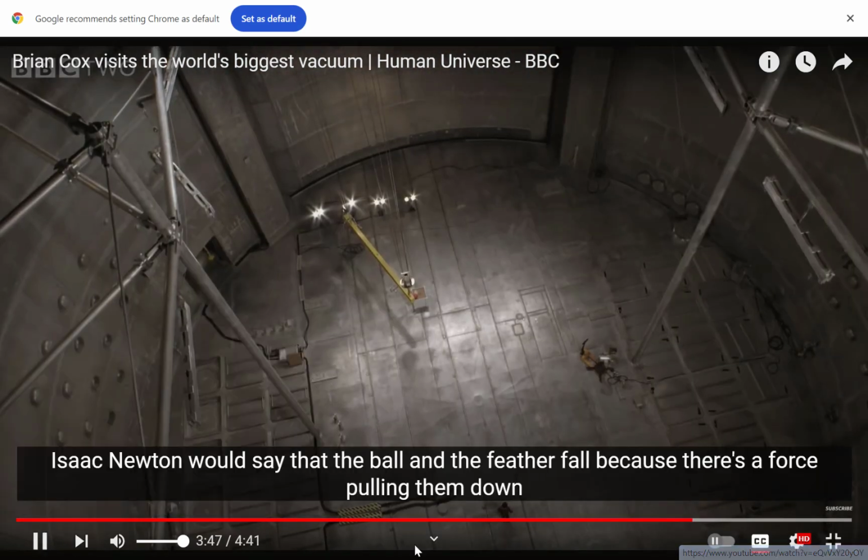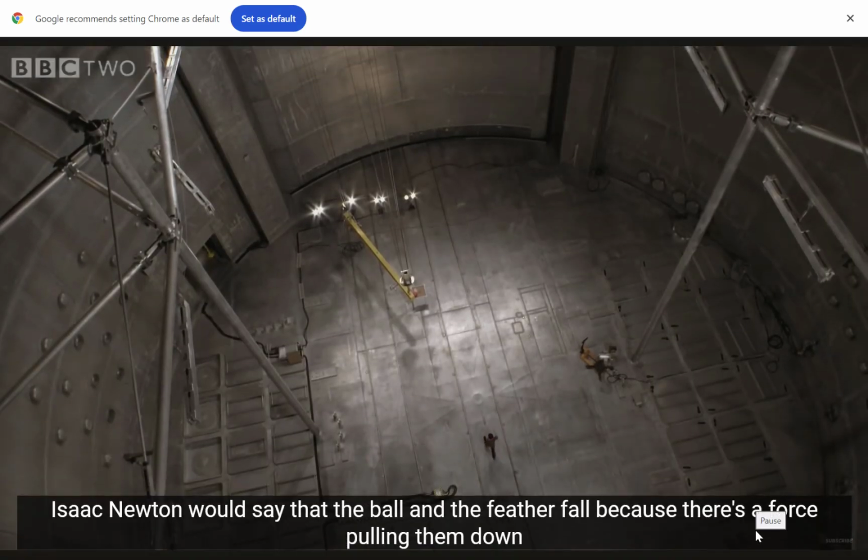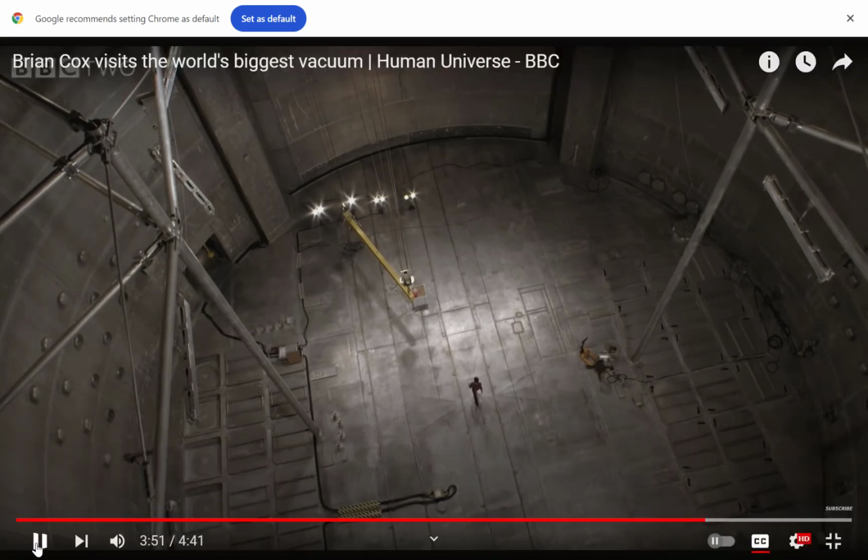Isaac Newton would say that the ball and the feather fall because there's a force pulling them down.